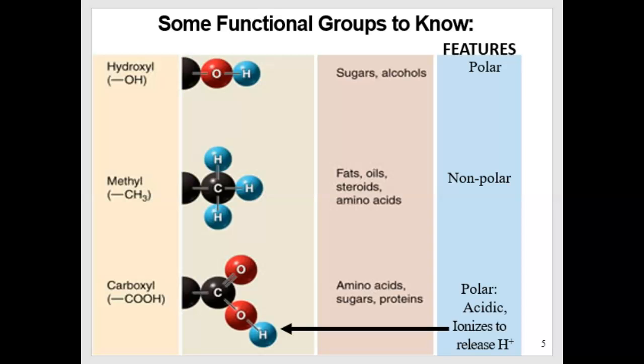So, organic compounds are composed of a carbon framework with functional groups attached. And there's many different functional groups. We're going to look at a few of them. And the purpose of looking at functional groups is that if you can recognize a functional group, you can usually categorize the type of compound you're looking at. For example, carbohydrates have a lot of this functional group, the hydroxyl group.